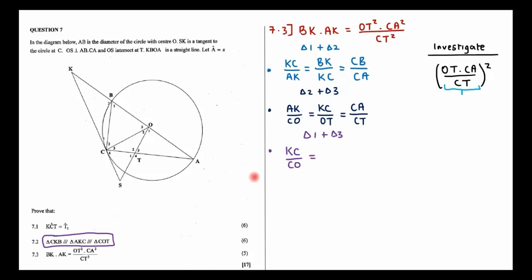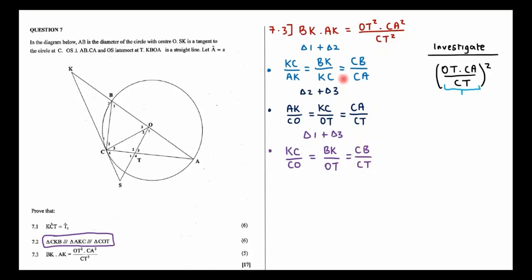CO equals to KB, which is BK in this case, over OT. So OT is fine, equals to CB. Let me see, CB, I have CB there, so it means it needs to stay as CB over CT. It is also CT there.